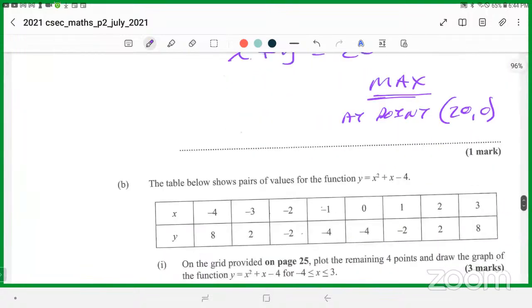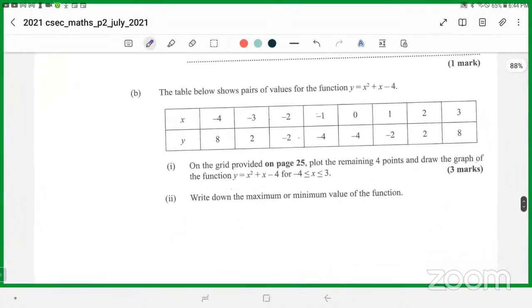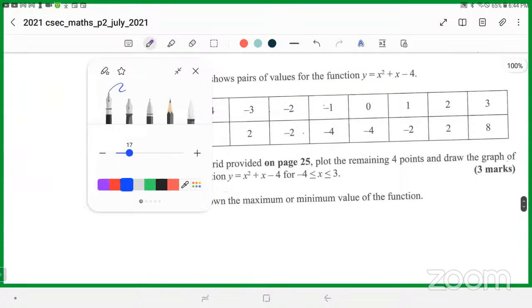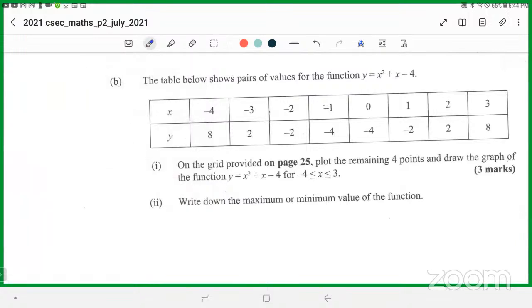That's done. Next part, quadratics. It says, the table below shows pairs of values of the function. That's a smile-shaped quadratic function. All right? And they give you all the values.